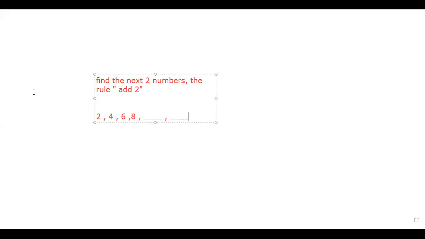Now look, in this one, you will use the rule. The rule tells me what? To add 2. So each time I'm going to add 2 to the last number. So 8 plus 2 equals 10. Now 10 plus 2 equals 12. So that's it. We found the 2 numbers. Is there a problem with that?